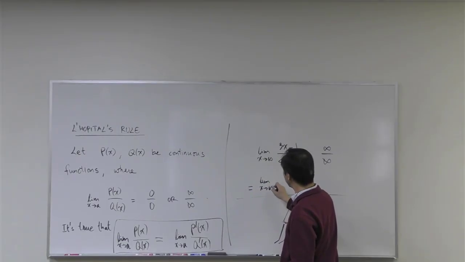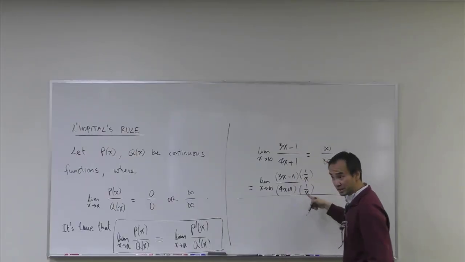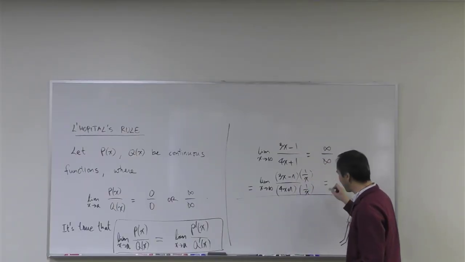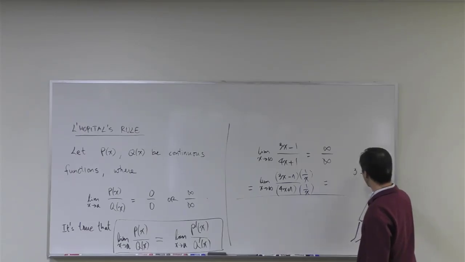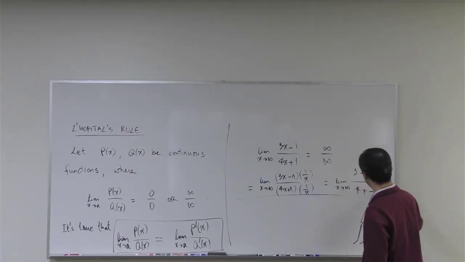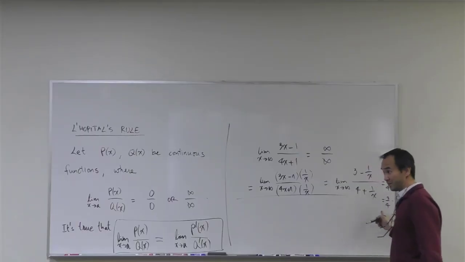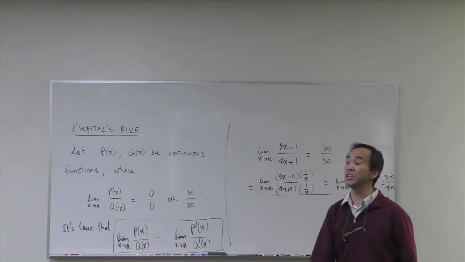Limit as x goes to infinity of 3x minus 1, I multiply with 1 over x, the reciprocal of the denominator's degree. And 4x plus 1 right here, I multiply with 1 over x as well. We get 3 minus 1 over x, over 4 plus 1 over x. We take the limits here, and it came down to 3 minus 0 over 4 plus 0, making it all 3/4. You guys following? That's just a reminder of the method we used back then.